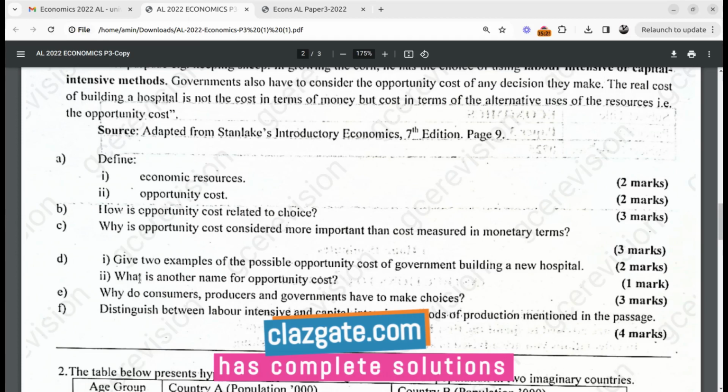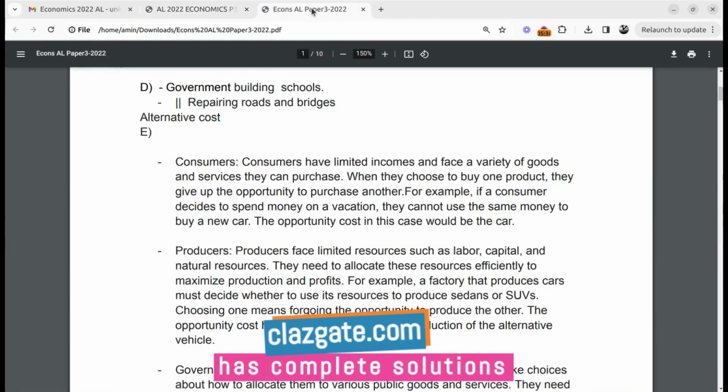Okay. Now E. Question 1 is asking us why do consumers, producers, and governments have to make a choice? Well, consumers have to make a choice because consumers have limited incomes and face a variety of goods and services they can purchase. When they choose to buy one product, they give up the opportunity to purchase another. For example, if a consumer decides to spend money on a vacation, they cannot use the same money to buy a new car.